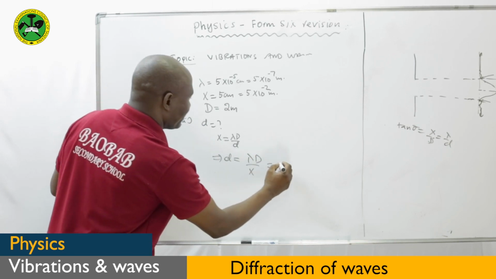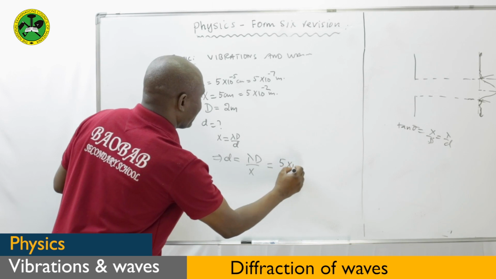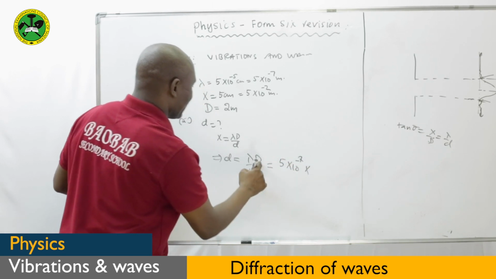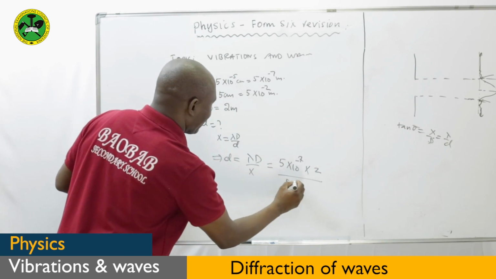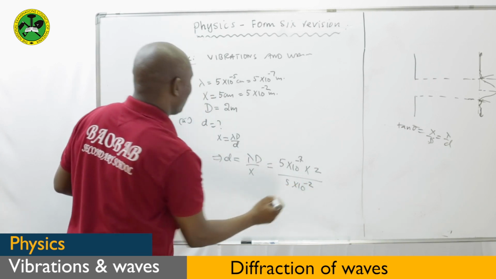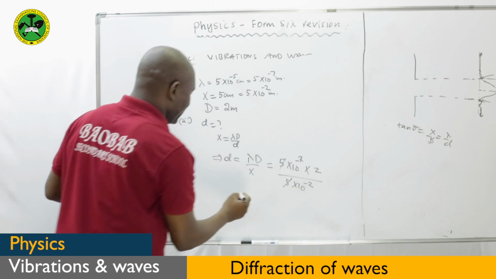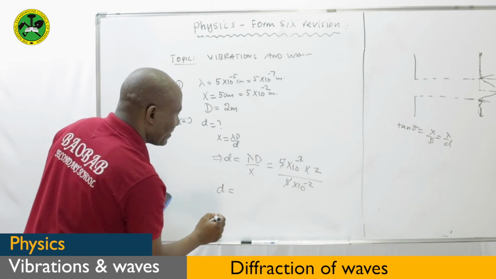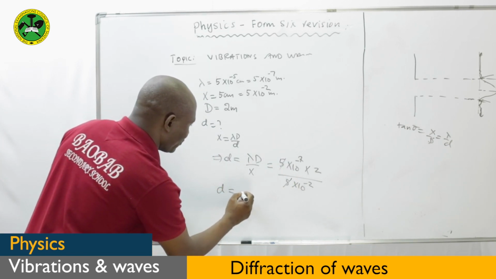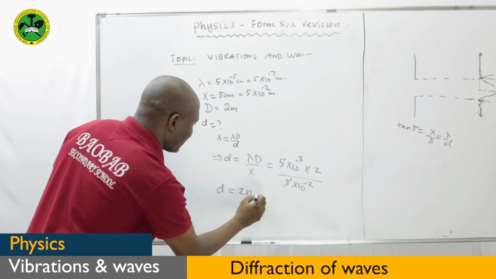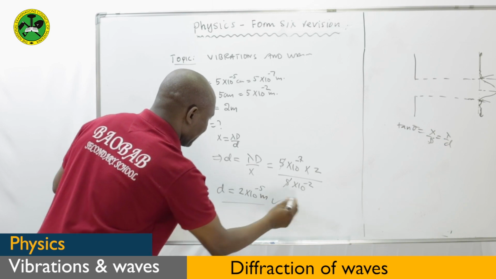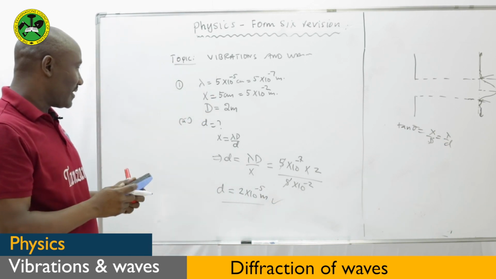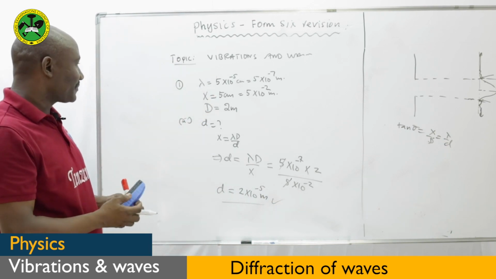What is our lambda? It is 5 times 10 negative 7. What is our d? 2. What is our x? 5 times 10 negative 2. This we cancel out. The small d here is given by 2 times 10 negative 5 meter. That is the width of the slit.